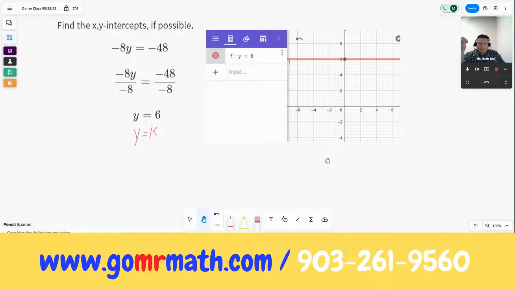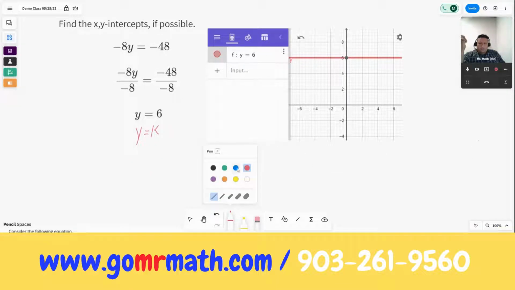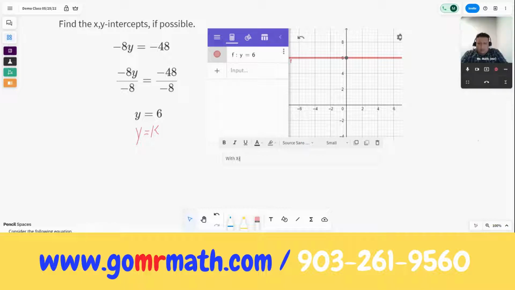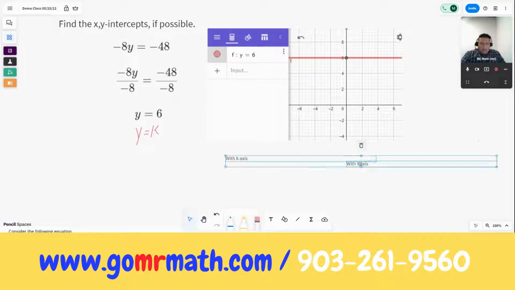Okay, so if we want to determine these intercepts, we need to think with both axes, right? So let's write down here: with x axis, and the other one will be with y axis. So it's very simple how we need to think about this part.